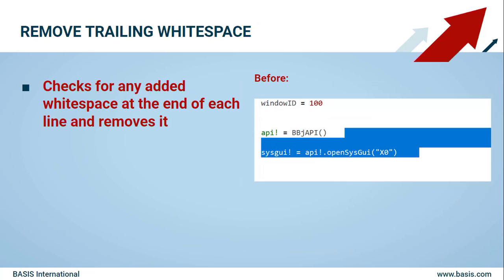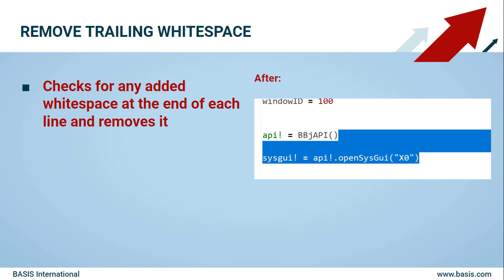For removing trailing whitespace, it's pretty straightforward. If enabled in the settings, the BBJ code formatter will go through and check the end of each line for any whitespace. If the line contains any whitespace, it will be removed. In this little snippet of code, both the API and sysGUI lines contain a little bit of trailing whitespace at the end. If we run the BBJ code formatter with remove trailing whitespace enabled, all of the whitespace will be removed and the lines now end with the last character.